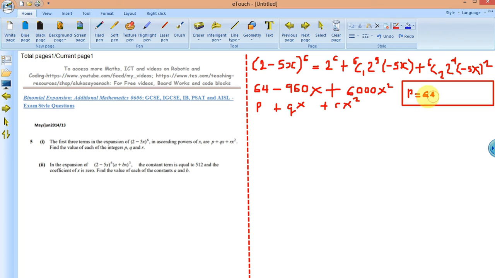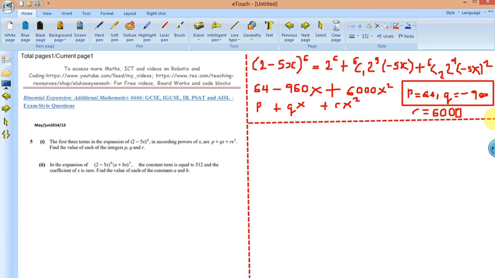Guys, hope that is clear. p is 64, q is minus 960, and r will be 6,000. I just need to write outside the box, I can't just waste more time. Okay, so that's cool. I need not put this one in a rectangular box, guys. So let me just go ahead and demarcate and go to the next question.